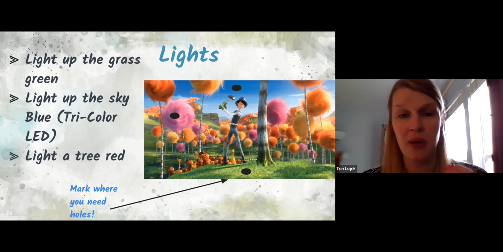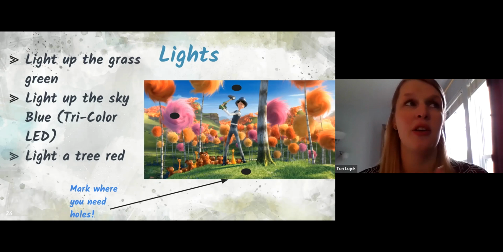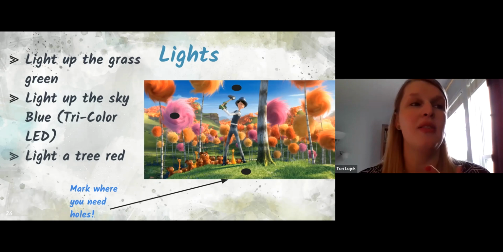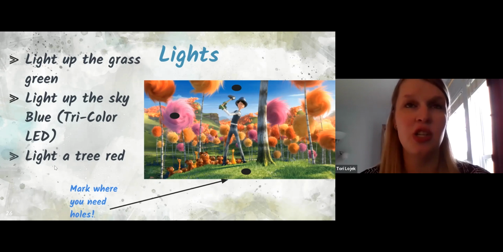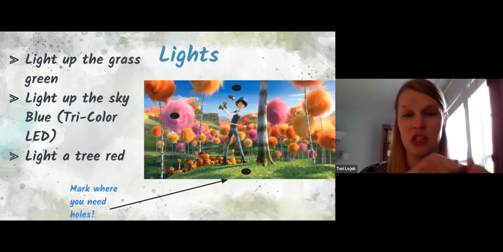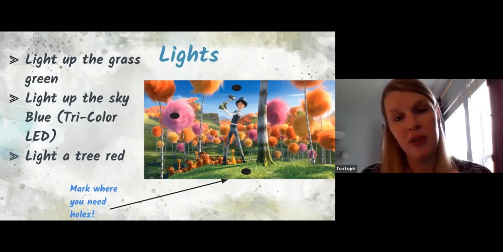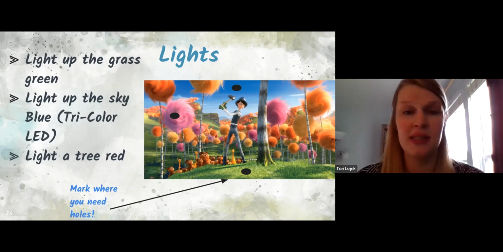They apply what we've been doing with the hummingbirds to try to light up the grass green, light up the sky blue, and light up a tree red. I show you here with the dots where we poke holes in their cardboard at those spots, and then they poke the lights through and actually light up the scene.